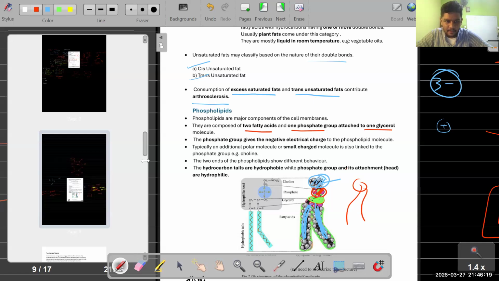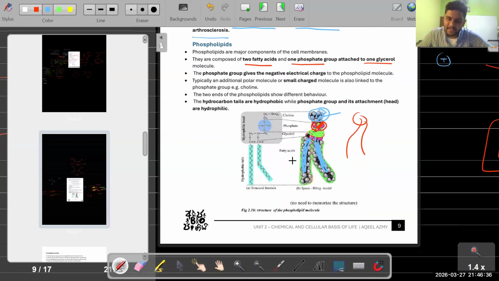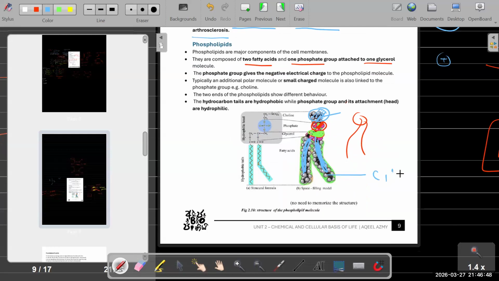Is it clear for all? One student has mentioned that she's clear with that. Clear, right? Very good. We are coming to the last 2 points. The two ends of phospholipid show different behavior. Two ends means fatty acid. What are the elements present in fatty acid? Carbon, hydrogen, and oxygen, correct.